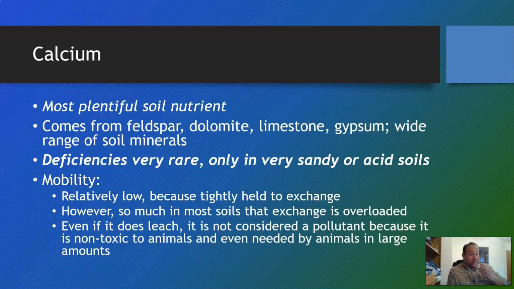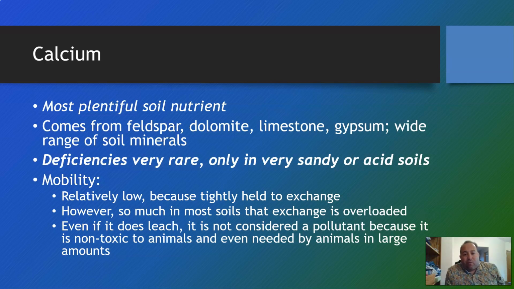So we'll start with calcium. It is the most plentiful soil nutrient. You can find it in feldspar, dolomite, limestone, gypsum, and a bunch of different soil minerals. You'll find calcium. So that's why it ends up being the most plentiful soil nutrient. When we talked about other minerals in the past, we haven't come up with this long list of different ways you can get a nutrient. But calcium, you can get it from all these different things.